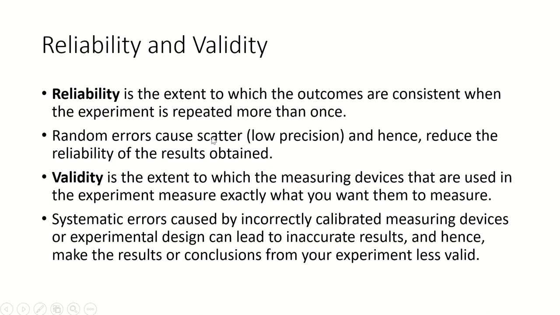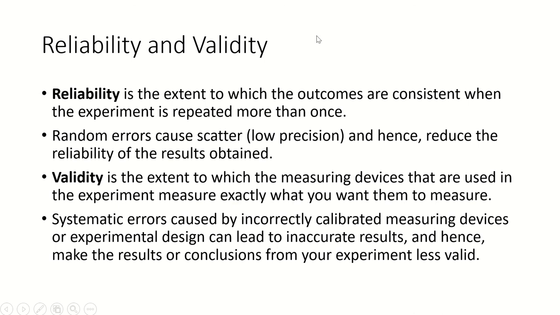But if you don't have much scatter, which means you have minimal random errors, which means you have high precision, well then you can say that you have high reliability. And validity is all about whether the measuring devices that you used actually measured what you wanted them to measure. So were the results from your experiment valid? Systematic errors caused by incorrectly calibrated measuring devices or experimental design can lead to inaccurate results. And hence, systematic errors cause inaccuracy, and if there's inaccuracy, then your conclusions are less valid.